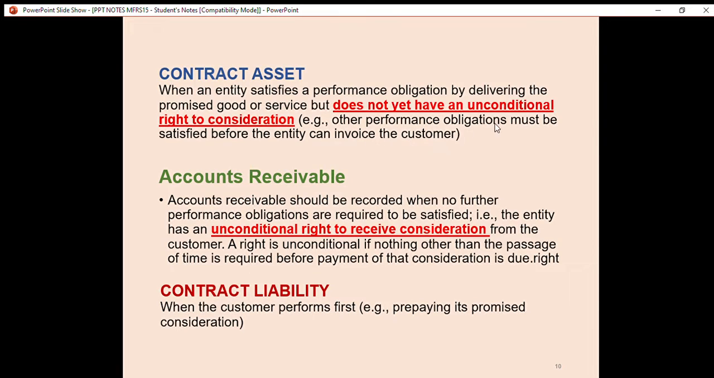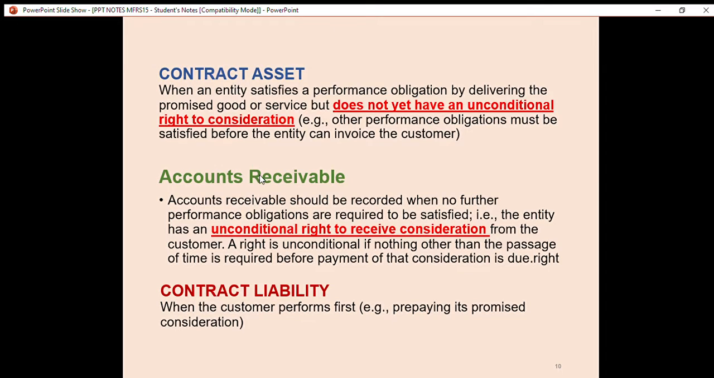What is the condition that has to be met by a company? That is to deliver or to perform other performance obligations. If the company has not yet performed other performance obligations, meaning there's a condition that has not yet been met, therefore the company has no right to receive payment yet. So the company must record the transaction as a contract asset, debit the contract asset and credit the sales revenue. Never mind, we will see the example on the contract asset later.